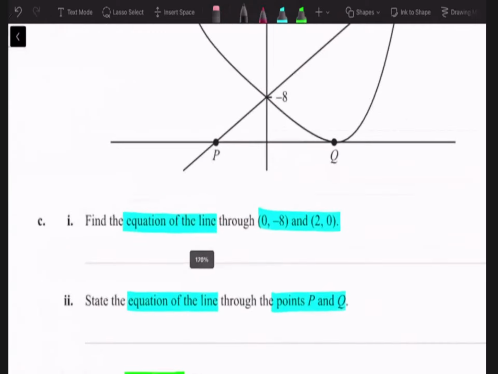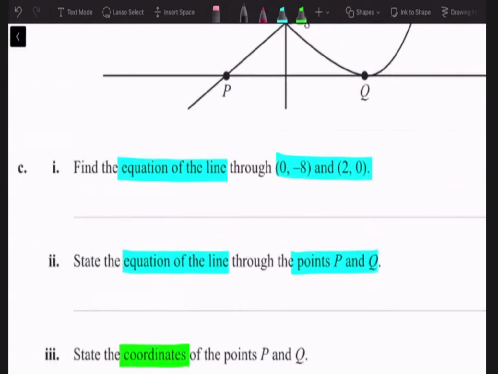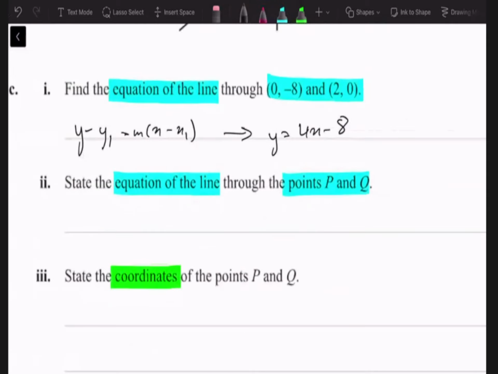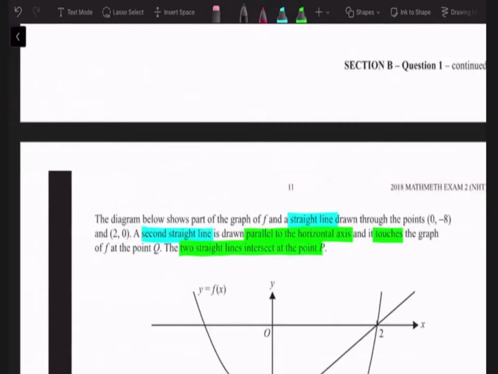Now the equation of the line through (0, negative 8) and (2, 0). Just use the equation y minus y1 equals m times (x minus x1), and you should get y equals 4x minus 8.